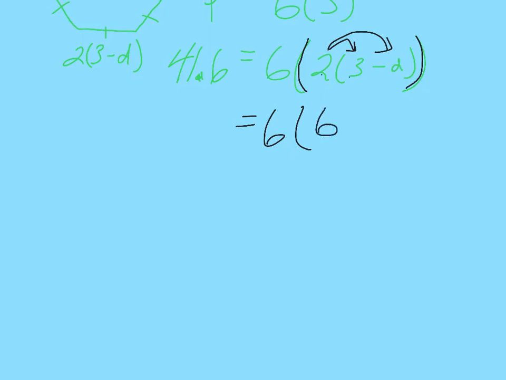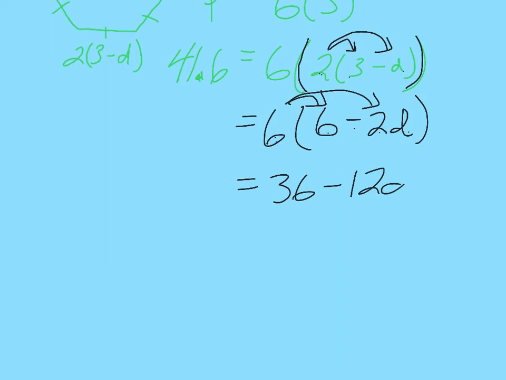2 times 3 is 6. 2 times negative d is negative 2d. Well, I have to do this again. I've got to distribute the 6 now. 6 times 6 is 36. 6 times negative 2d is negative 12d. So that is distribution. If you're having trouble with that, go back and look through that lesson on distribution. The only difference here is there were 2 sets of brackets. We had to distribute twice on the same side. We haven't done anything with this, so this is still just 41.6.